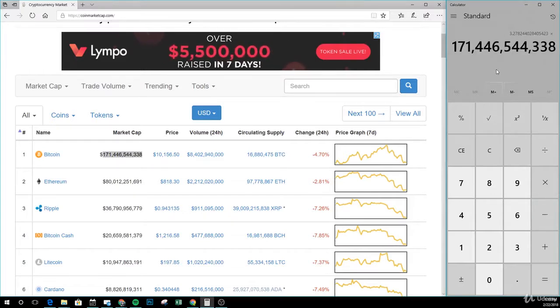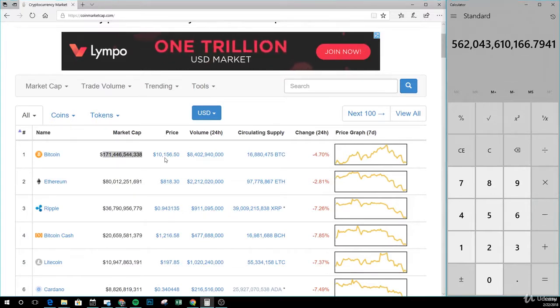Paste it in there. Alright, so for the price of Litecoin to hit the price of Bitcoin, which is $10,156, we would have to have a market cap of around $562 billion for Litecoin. That's all because the supply of Litecoin is way higher. So for this price down here to hit that price, we would have to have, like I said, a market cap of $562 billion for Litecoin.